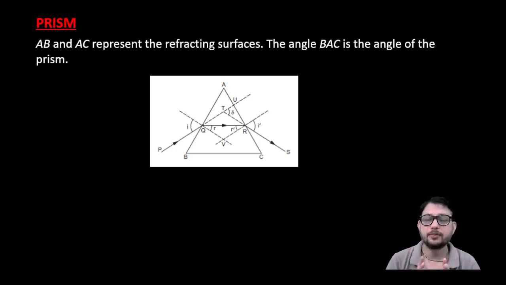If we talk about the symbolic diagram, then we can say that a prism is represented by a simple triangle, as you can see here in the diagram. In the diagram, as you can see, there are three vertices, A, B and C. That's why it is named ABC.